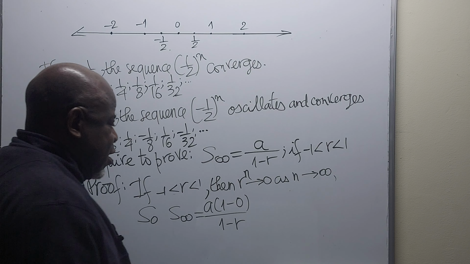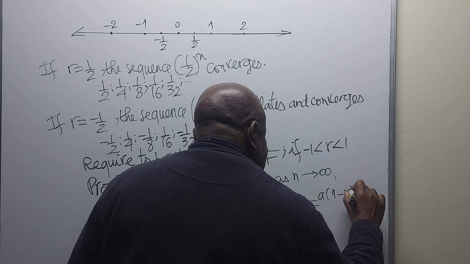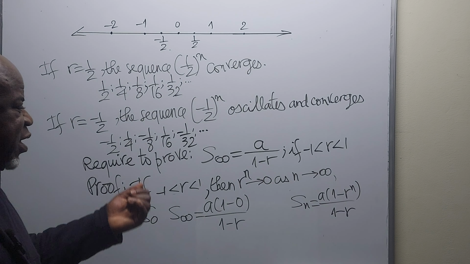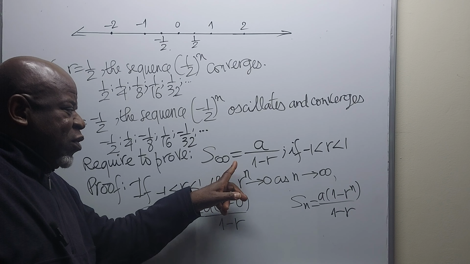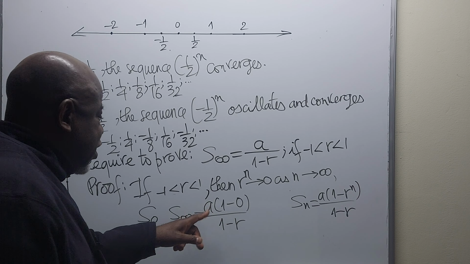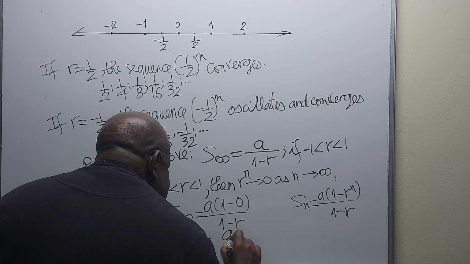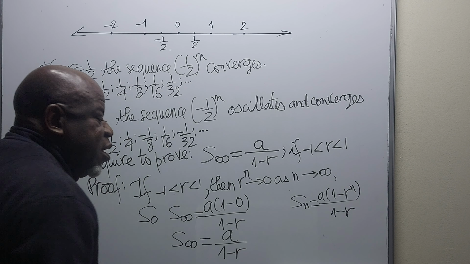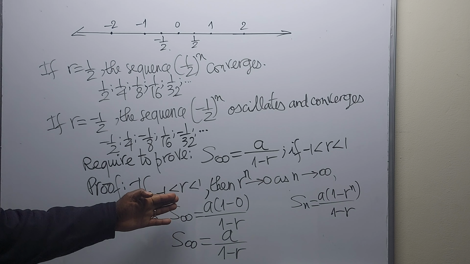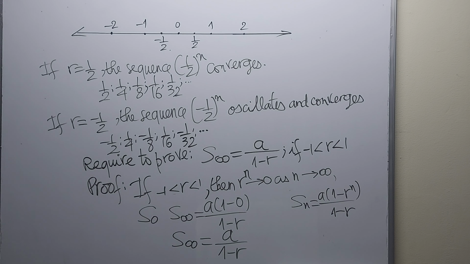Remember, the formula of the sum is a times (1 - r to the power n) over (1 - r). So we're going to replace r to the power n by 0, and then 1 minus 0 gives 1 times a, and our sum to infinity will be equal to a over (1 - r). If the common ratio is between -1 and 1, this is the sum to infinity.